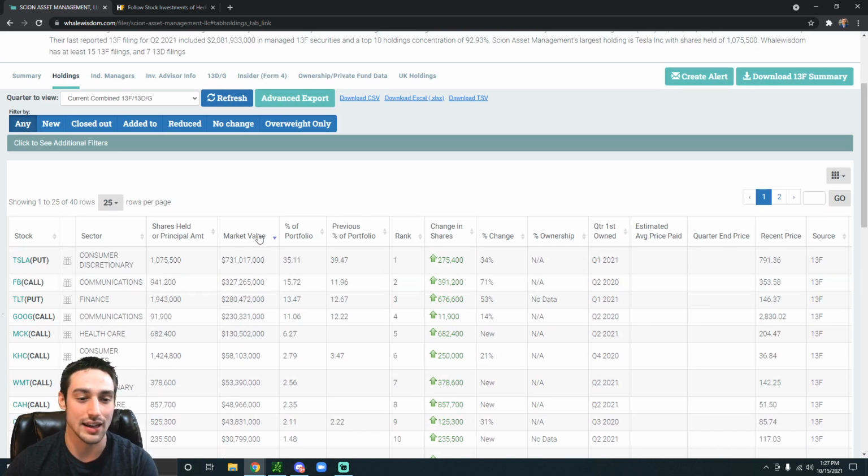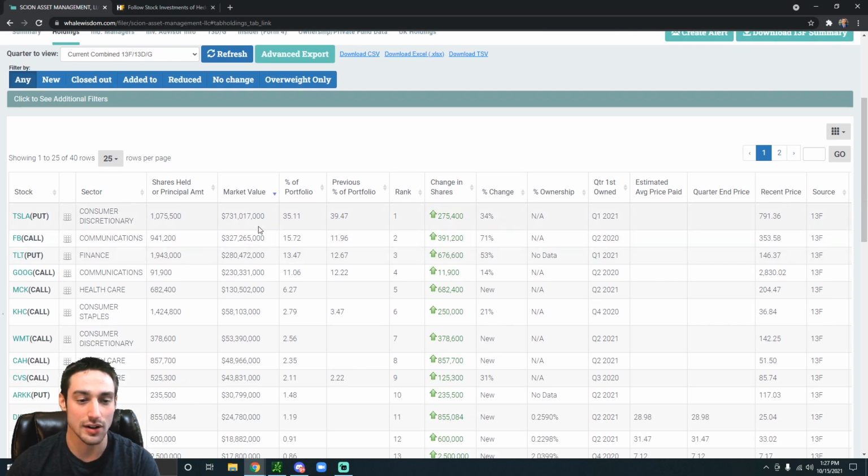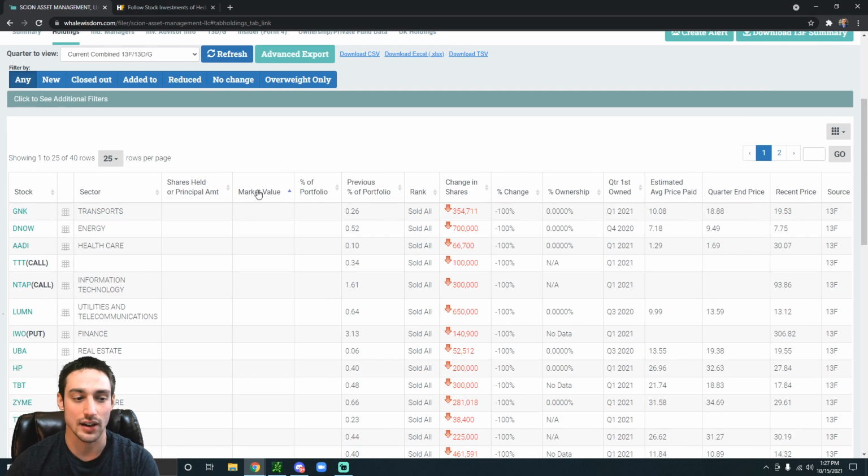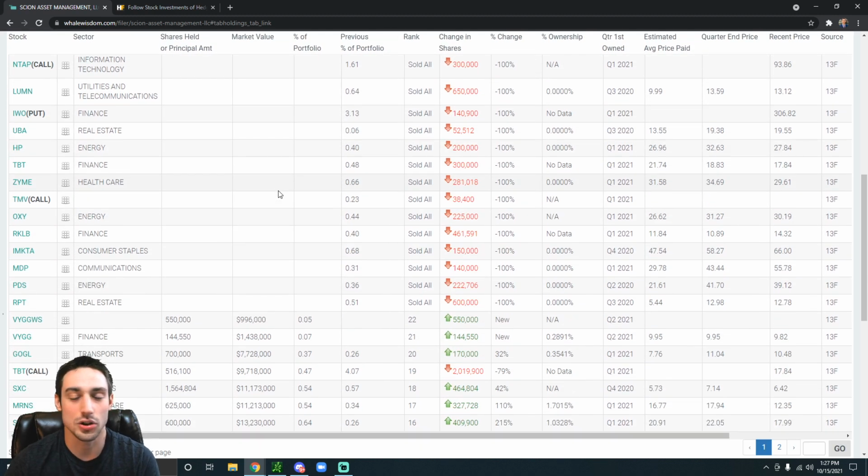What I like to do is sort all of the data by market value, because it shows more confidence. So if a fund has a $2,000 position compared to a $400 million position, obviously there's a lot more confidence in the larger position.